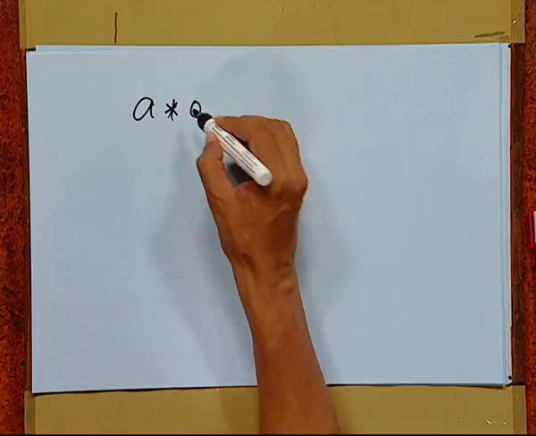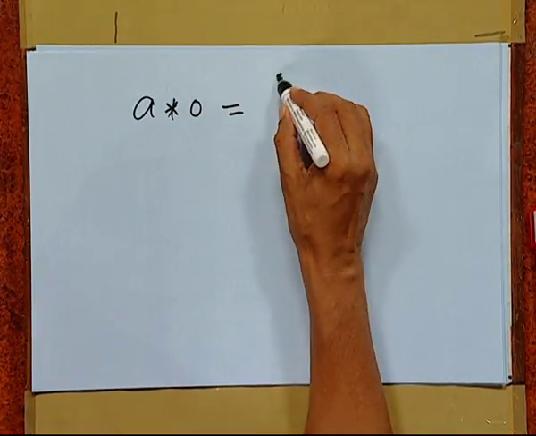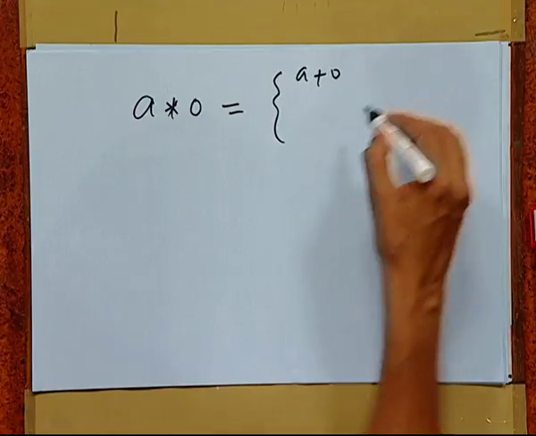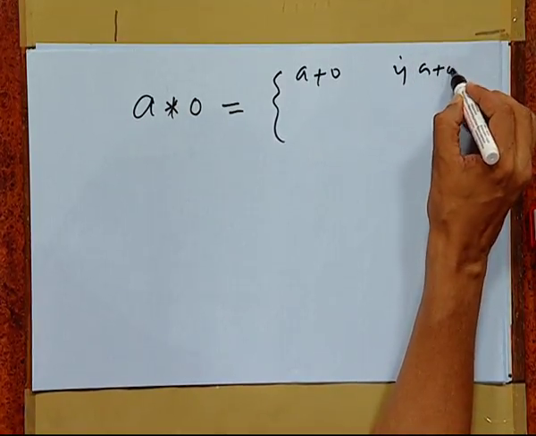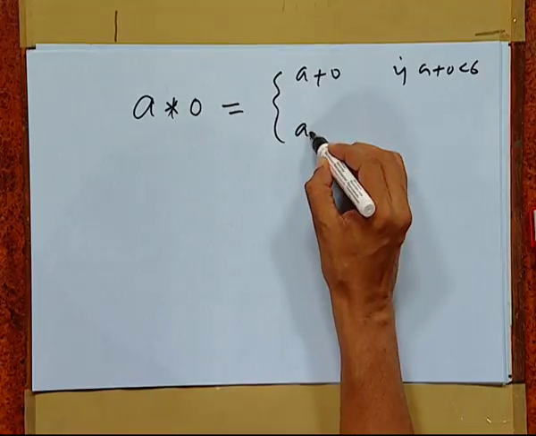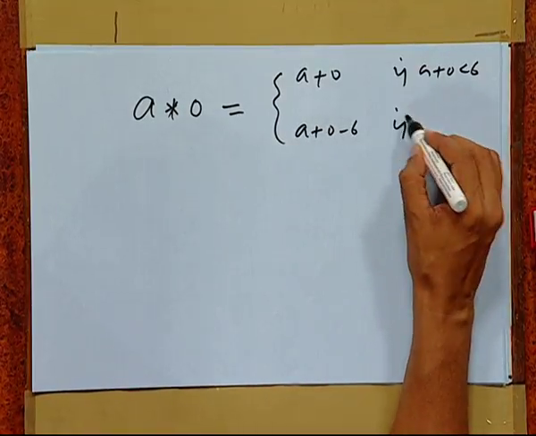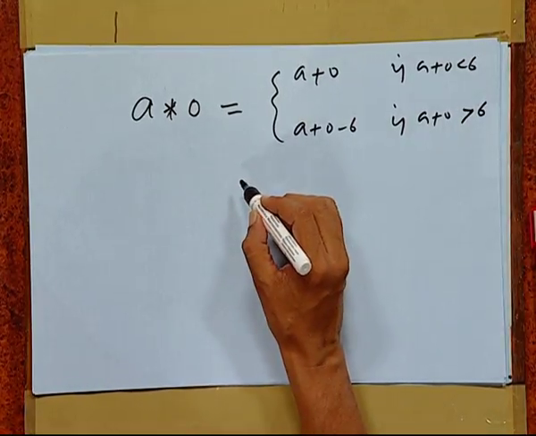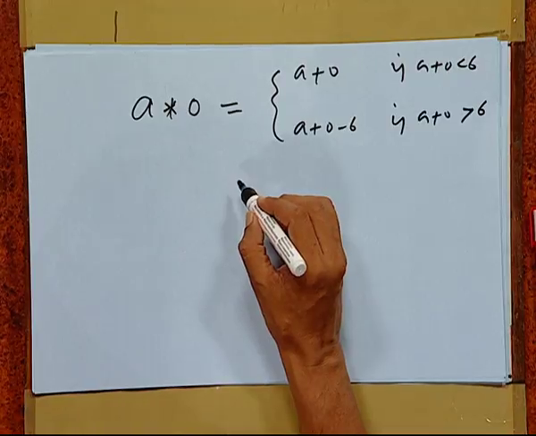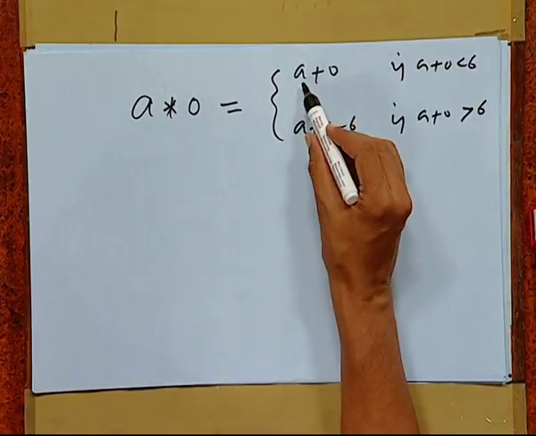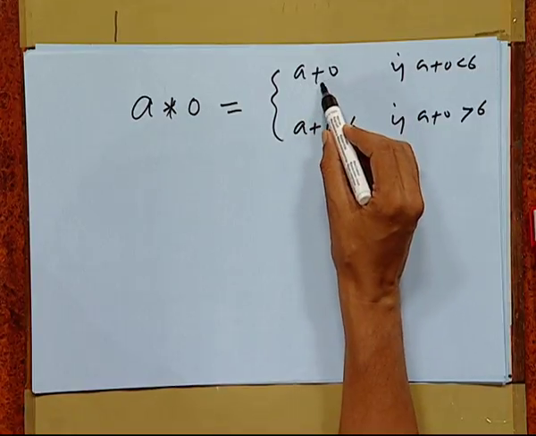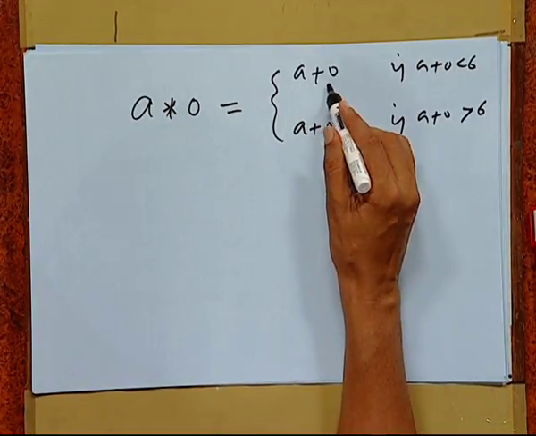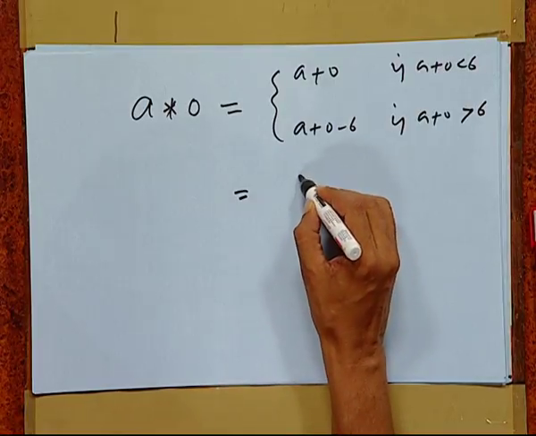We guess that 0 is the identity. So, to show that we have a star 0. This will be equal to a plus 0 if a plus 0 is less than 6, or a plus 0 minus 6 if a plus 0 is more than or equal to 6. Now, since every element in the set is up to 5 only, so a is less than 6, so a plus 0 is also less than 6, so the first case is okay. So, we have this is equal to simply a.